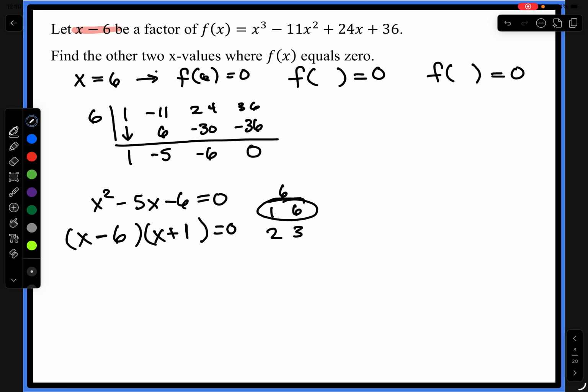So since we want this now to equal 0, that means that x would have to equal positive 6 or negative 1. And those are the other two values that make this thing equal to 0. So our solutions are, like I mentioned, positive 6 and negative 1.